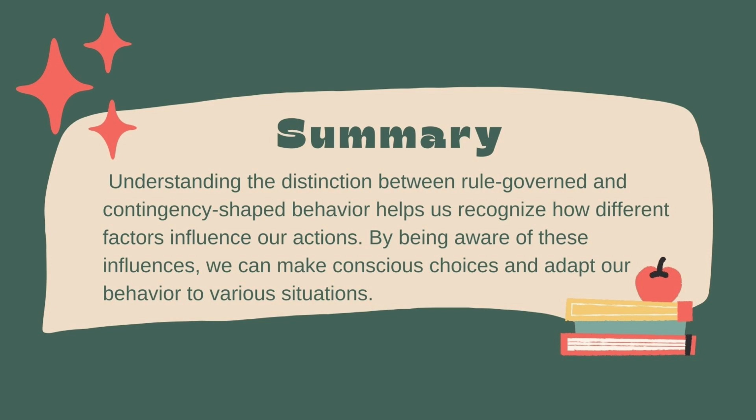Understanding the distinction between rule-governed and contingency-shaped behavior helps us recognize how different factors influence our actions. By being aware of these influences, we can make conscious choices and adapt our behavior to various situations. Unlock the power of behavior influence by understanding the interplay between rule-governed and contingency-shaped behavior. Remember, by recognizing these influences, we can navigate our actions more effectively and achieve desired outcomes.